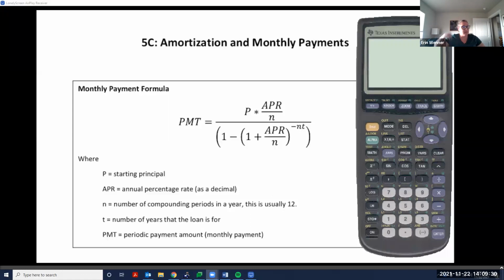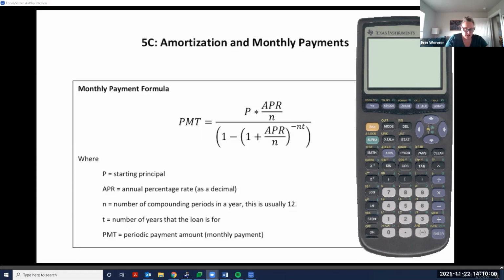So we've got PMT, which just means payment, and it's equal to the principal P times your APR over N. And remember, N is your compounding periods. And this ends up giving you your rate per compounding period, right? This is what we were doing when we did the Google Sheet last week. T is your number of years for your loan. And so we've got our numerator and we've got our denominator.